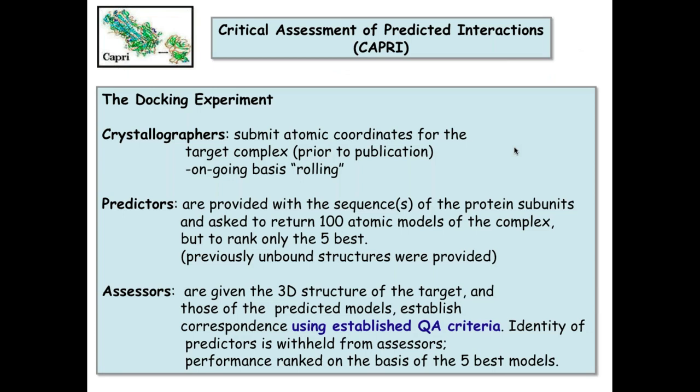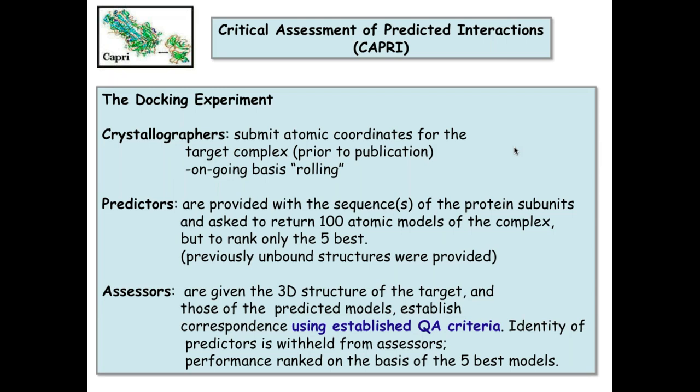Now, what is this CAPRI experiment? We still call it a docking experiment, even though, as you heard, sometimes it's more template-based modeling than docking. The crystallographers, the structural biologists, and now also electron microscopists, submit the atomic coordinates for a target complex before it's published. Again, it's on a rolling basis: whenever a target becomes available, whenever someone has something interesting to offer, and we are soliciting these targets. The predictors are provided with the sequences of the protein subunits and asked to return 100 models of the complex. But they only need to rank what they think are the best models. Only 5 of them have to be ranked.